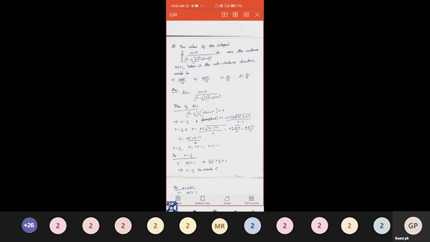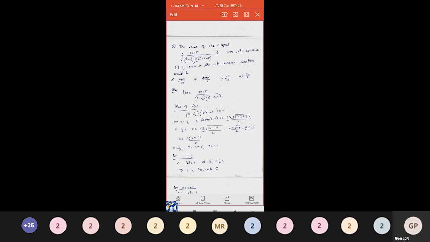Now this is a problem of complex integration over a closed curve. Especially it is a circle. So we try to apply the Cauchy residue theorem. To apply Cauchy residue theorem, let us write what is f of z, which is 2z plus 5 divided by (z minus 1 by 2) into (z square minus 4z plus 5). So let us find poles of f of z by equating the denominator of f of z to 0. So (z minus 1 by 2) into (z square minus 4z plus 5) equals 0.